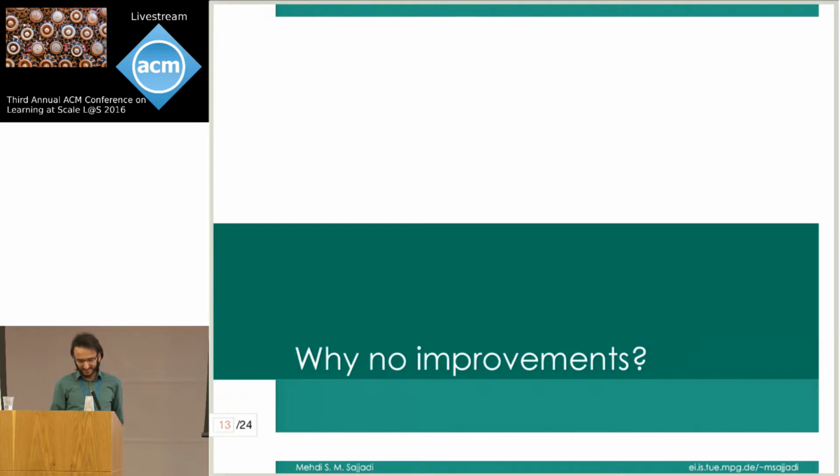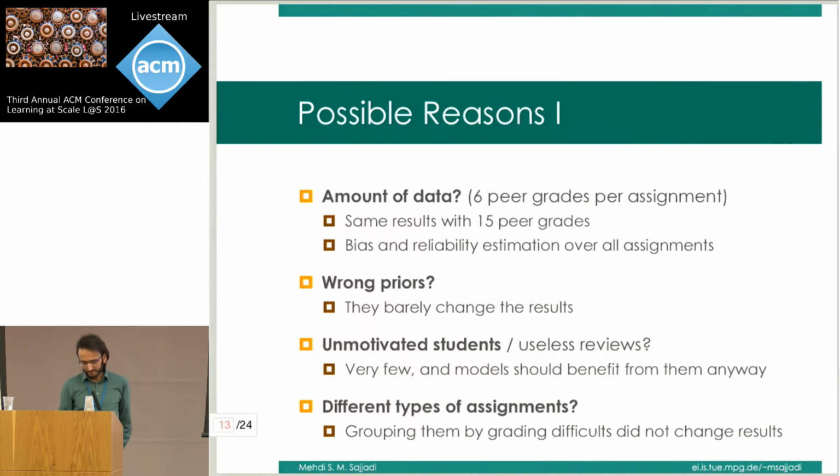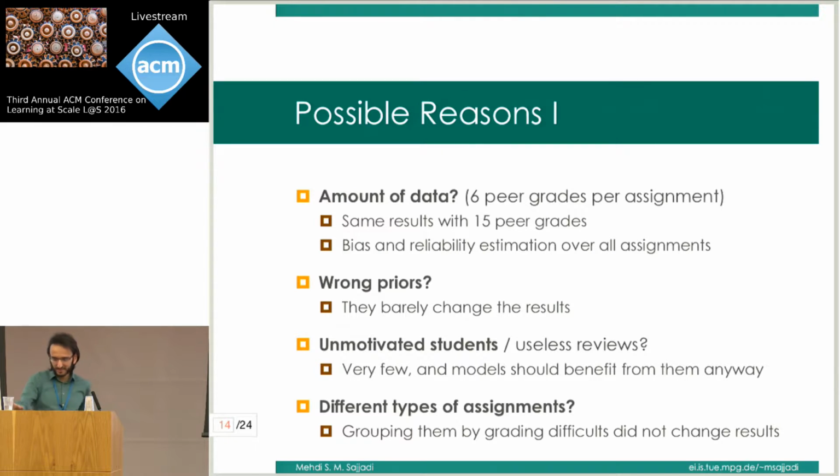So the big question is why don't the models work? Because in the paper where the model was introduced, they got good results. Obviously, on an artificial data set it also worked quite well, but in our case, it doesn't really work. So let's try to find an explanation for this.